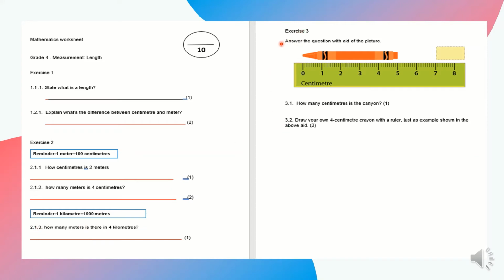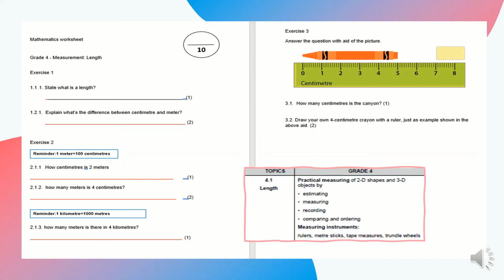Exercise 3. Answer the question with the aid of the picture. As you can see, it's a crayon and a ruler, something they would have within their own reach. It's grade 4, keep that in mind. How many centimeters is the crayon? Something that's relevant to them because they've just come out of foundation. They know what a crayon is. And draw your own 4 centimeter crayon with a ruler, just as the example shown in the above aid, 2 marks.